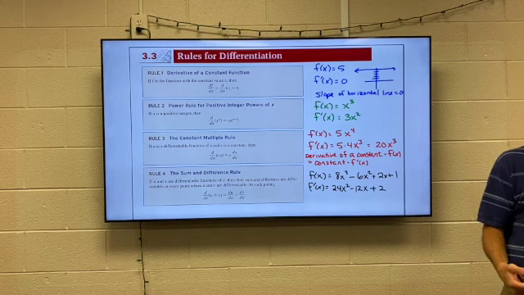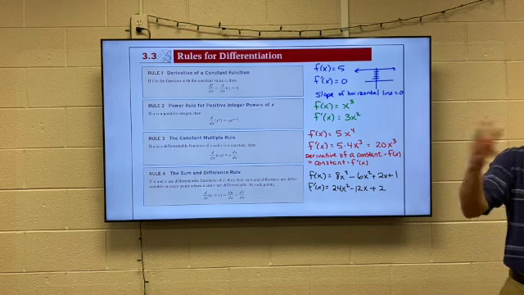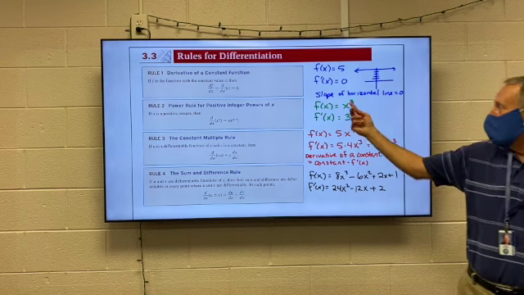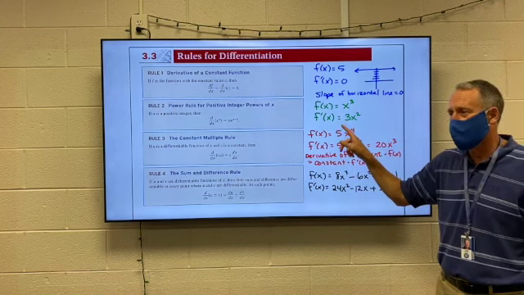As in the past, what did you do? The limit as h goes to 0 of f of x plus h minus f of x all over h and blah, blah, blah, all that work. Now, the derivative is 3x squared. Ho-ho, that's pretty nice, right?